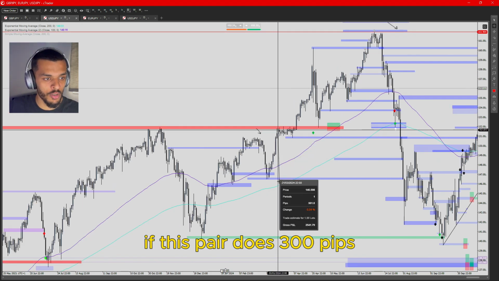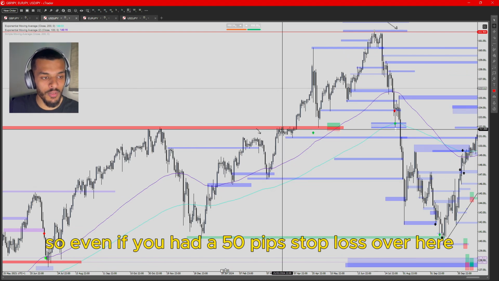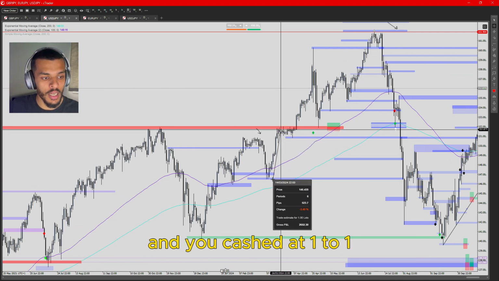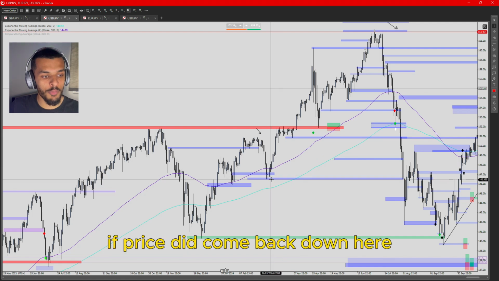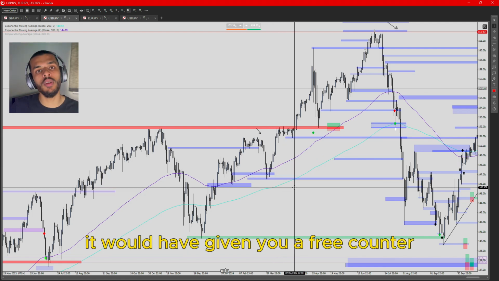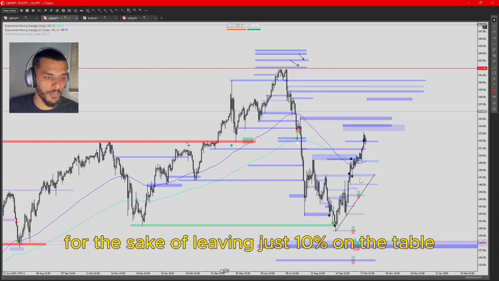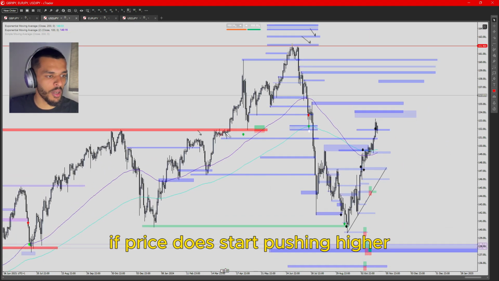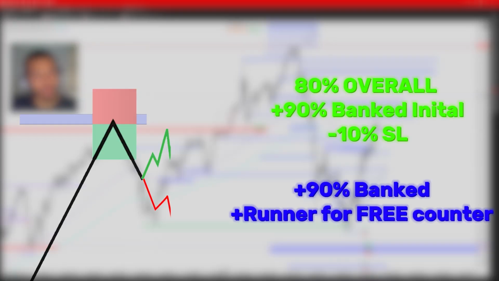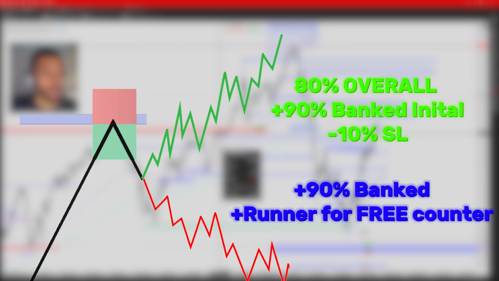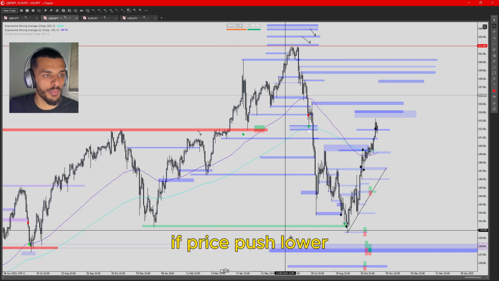If this pair does 300 pips, so even if you had a 50 pip stop loss over here and you cashed at a 1-to-1, if price did come back down here, it would have given you a free counter for the sake of leaving just 10% on the table. And worst case scenario, if price does start pushing higher, you've only lost 10% of the position. So overall, you've still made 80% from this move, but with the potential of making more if price pushed lower.